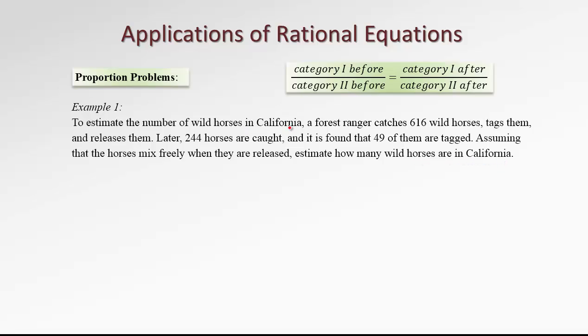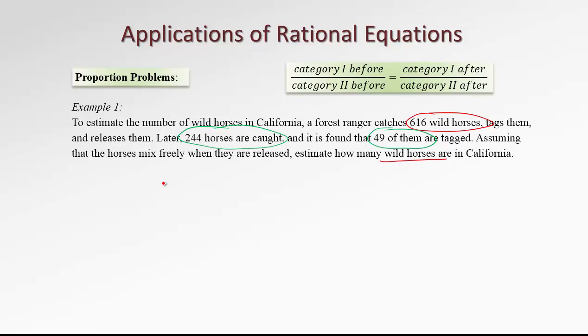So what do we have here? We have 616 wild horses that were tagged and then released. They mixed freely with other wild horses, and then 244 horses are caught. Those 244 horses contained 49 that were tagged. What are we asked for? Estimate how many wild horses are in California. So all horses in California, that's what we are after.